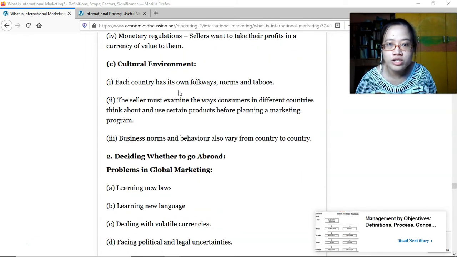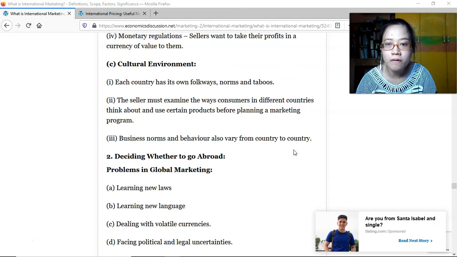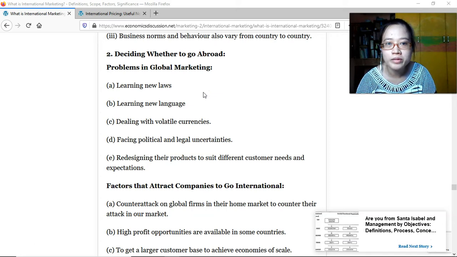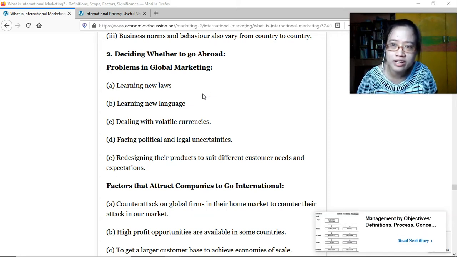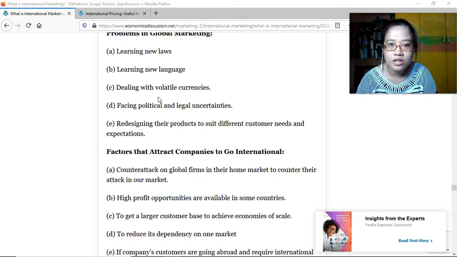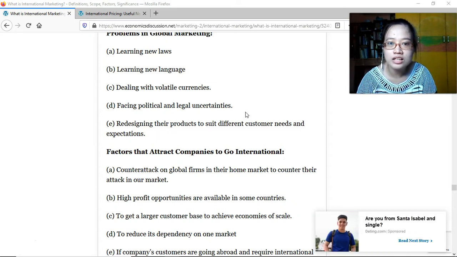Cultural environment: each country has its own folkways, norms, and taboos. The seller must examine the ways consumers in different countries think about and use certain products before planning a marketing program. Besides, norms and behavior also vary from country to country. Deciding whether to go abroad, so we have the following problems in global marketing. Learning new laws, it would take time, right? And sometimes you could interpret the laws incorrectly. That could pose serious problems. Learning a new language, dealing with volatile currencies, facing political and legal uncertainties, redesigning the products to suit different consumer needs and expectations. Okay.